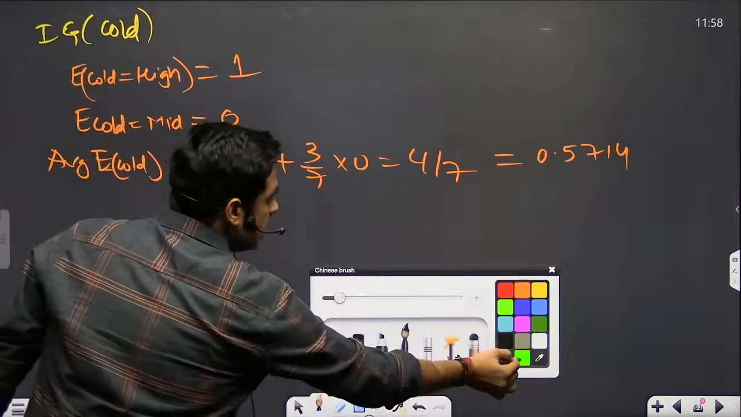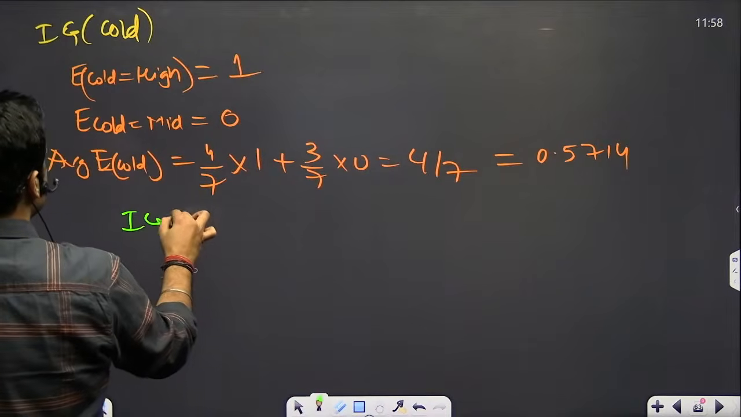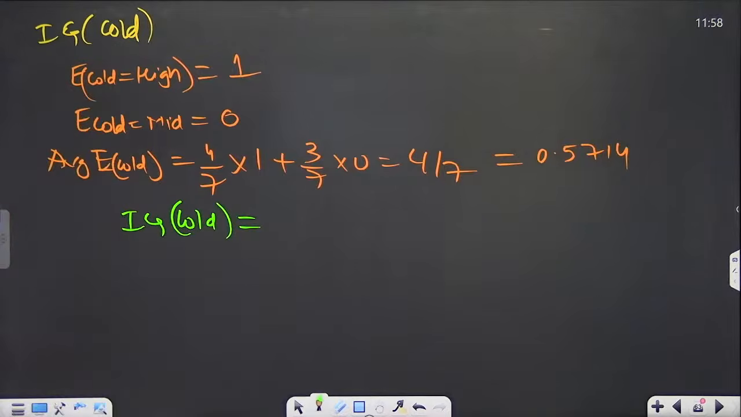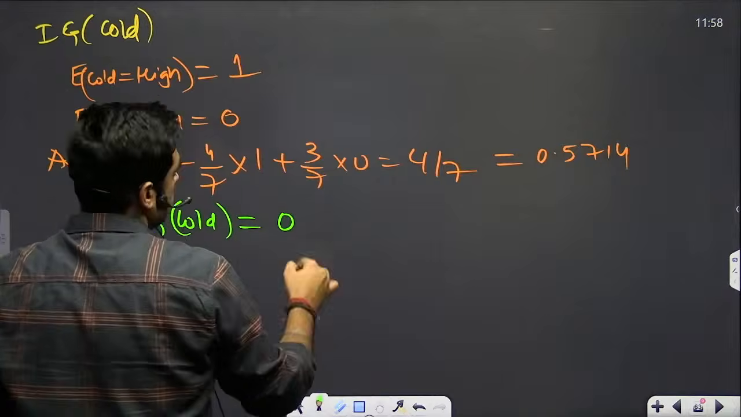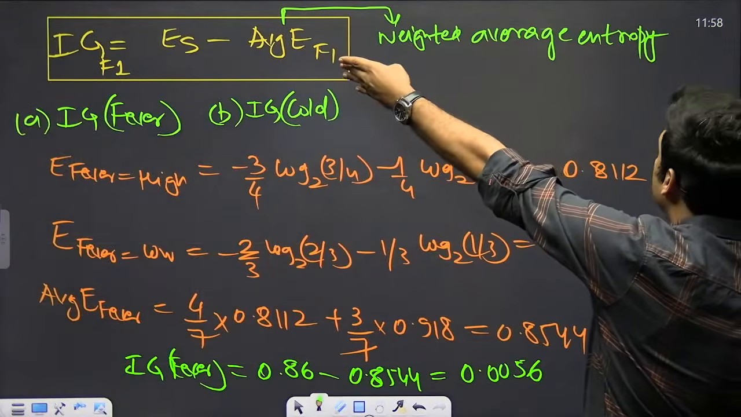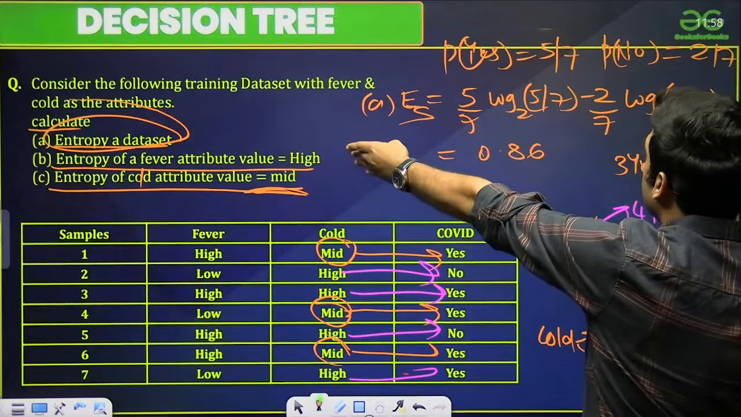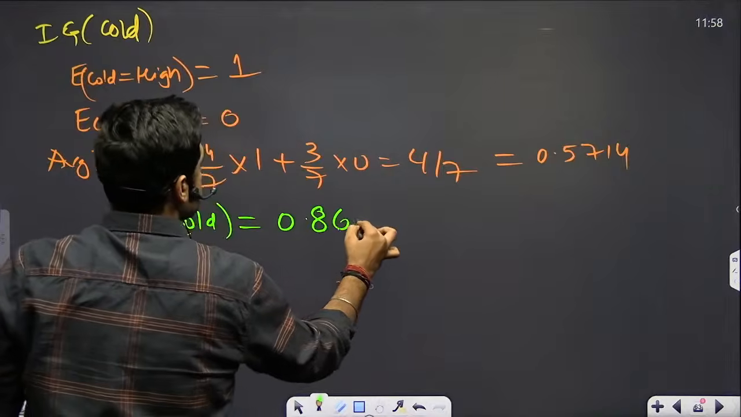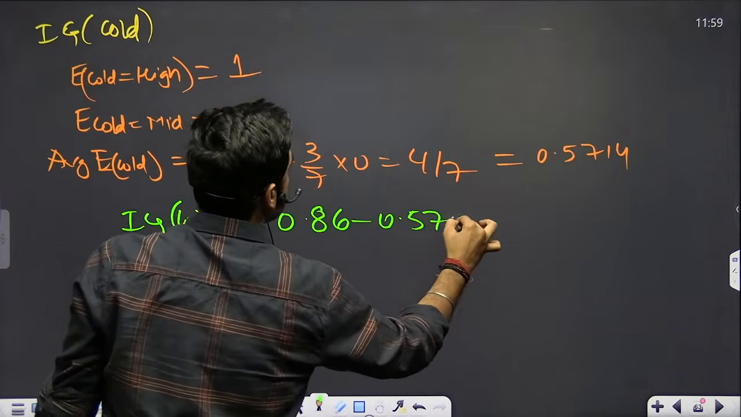Now what is the information gain for the feature cold? Very simple. What is the entropy of the data set? Entropy of the data set is 0.86. We have already calculated the entropy of the data set, that is 0.86. So 0.86 minus 0.5714.